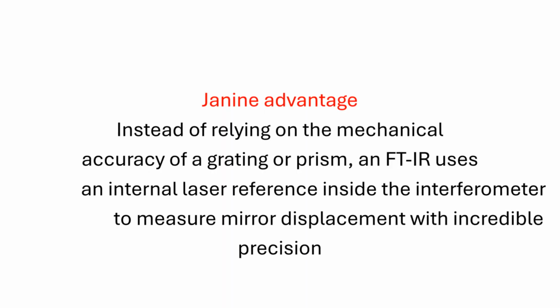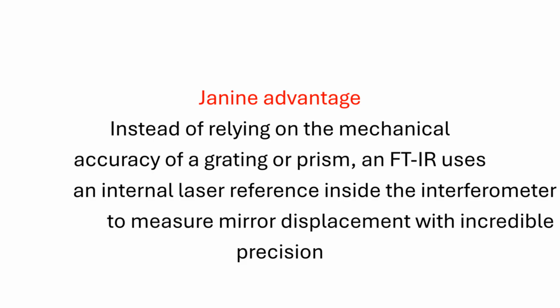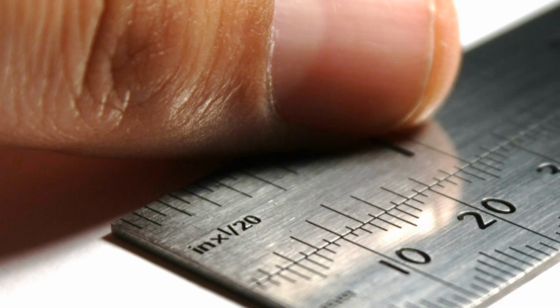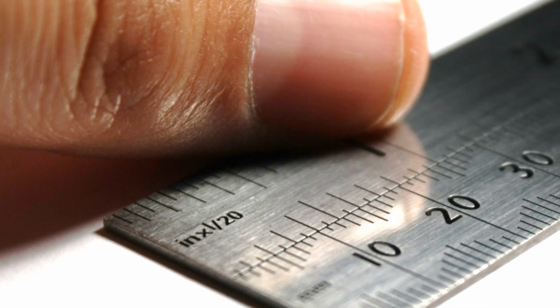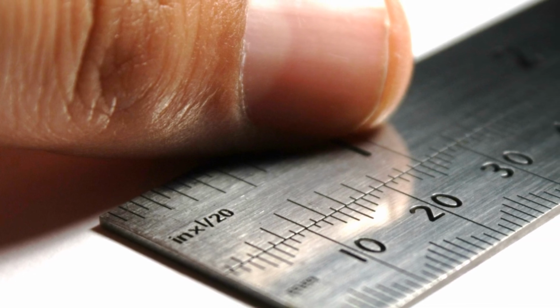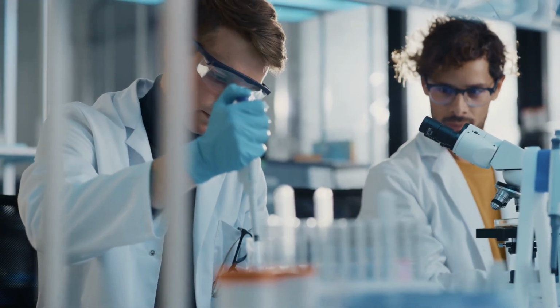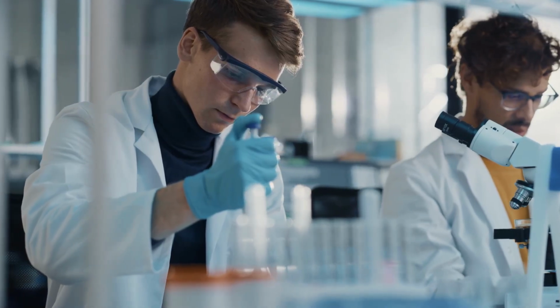And then there's the Connes advantage, named after Janine Connes, or high wavelength precision. Instead of relying on the mechanical accuracy of a grating or prism, an FTIR uses an internal laser reference inside the interferometer to measure mirror displacement with incredible precision. That gives extremely accurate and reproducible wavenumber calibration, so FTIR spectra agree from instrument to instrument and lab to lab without constant recalibration.